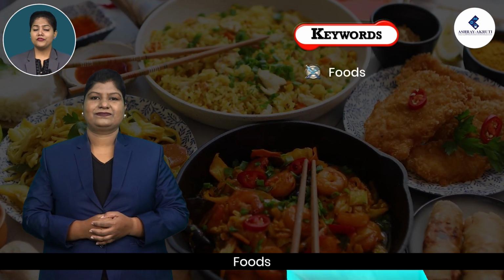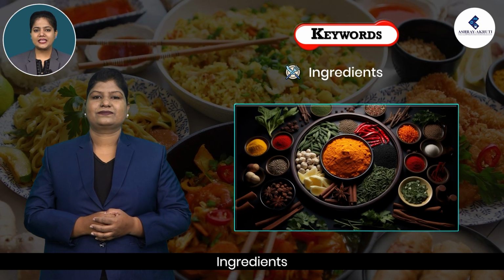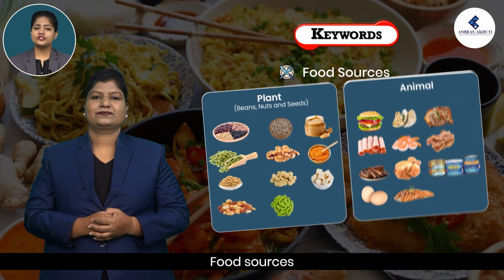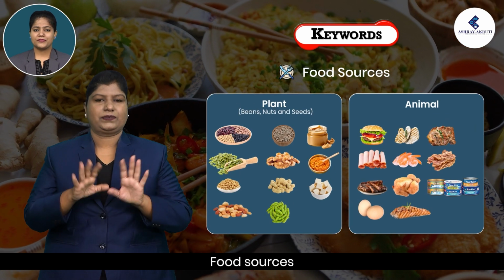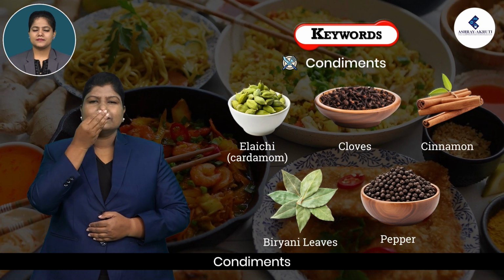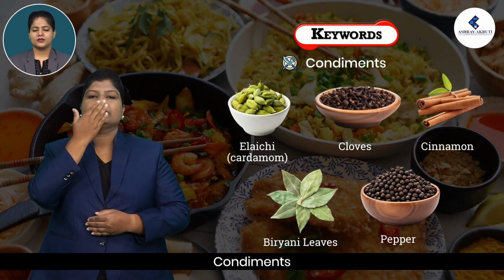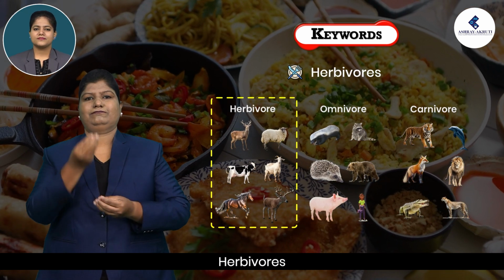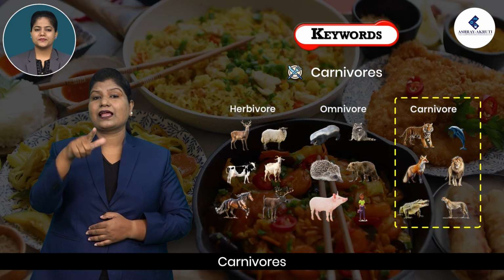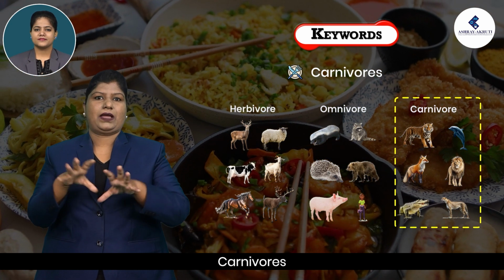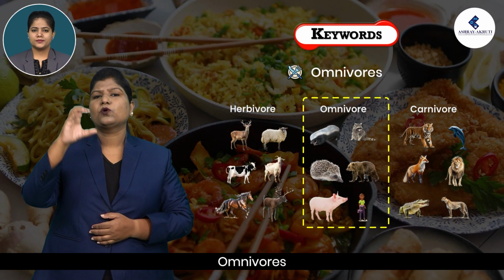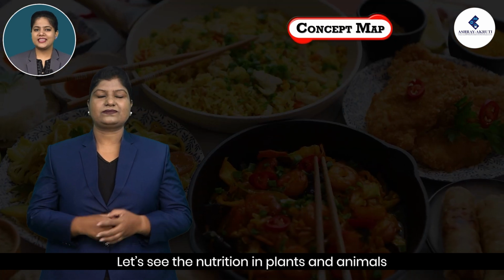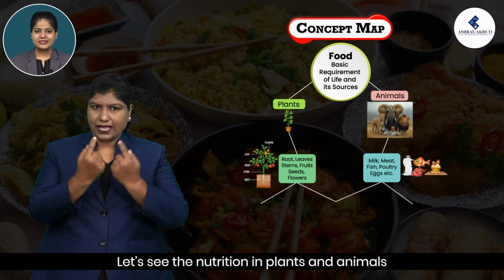Keywords: foods, ingredients, nutrients, food sources, condiments, herbivores, carnivores, omnivores. Let's see the nutrition in plants and animals in this concept map.